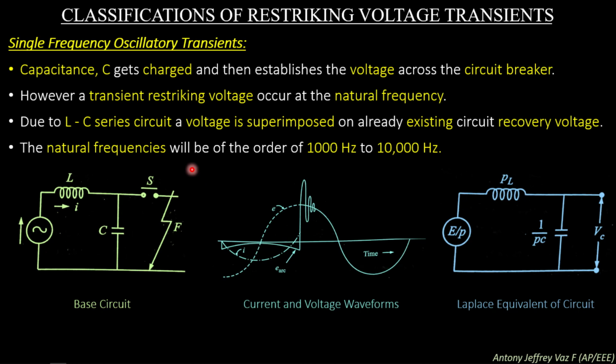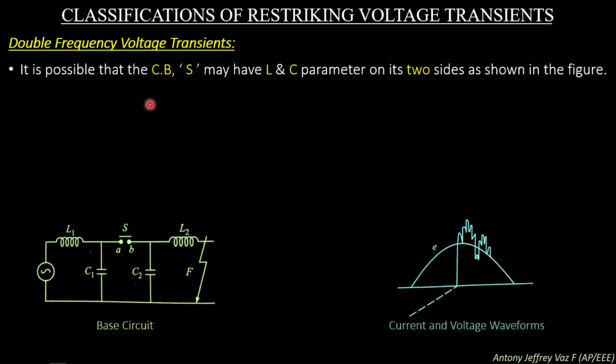The natural frequencies will be of the order of 1000 Hz to 10,000 Hz. Double frequency voltage transients. It is possible that the circuit breaker S may have inductance and capacitance parameters on its two sides as shown in the figure.